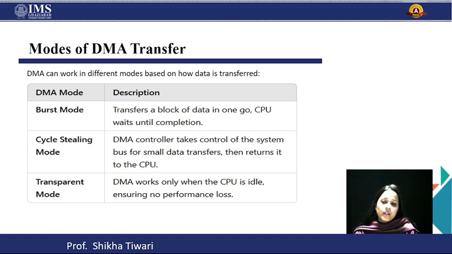Next one is transparent mode. Transparent mode is when the DMA works only when the CPU is idle, ensuring no performance loss. This means that the DMA will only take over the control of the buses when the DMA controller gets to know that the CPU is idle and is doing nothing with the buses. Only then will this mode be done.